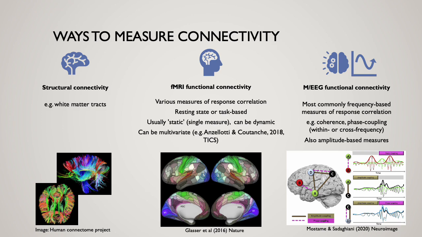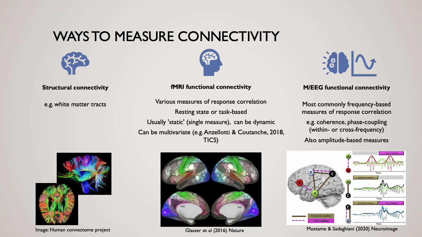These methods are based on measuring how responses are correlated across different voxels, either when the participant is at rest or when they're doing a task. They're most commonly static measures, by which I mean that you look at the average correlations to get a single map of these relationships, but there are some studies where they also make dynamic measures, seeing how the correlations change over time. They're also commonly univariate measures, but can be multivariate.